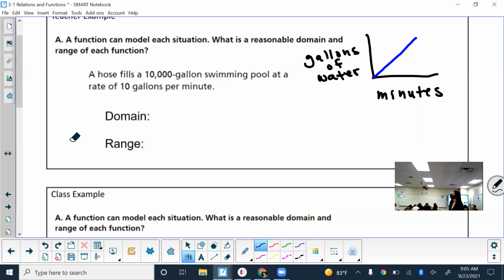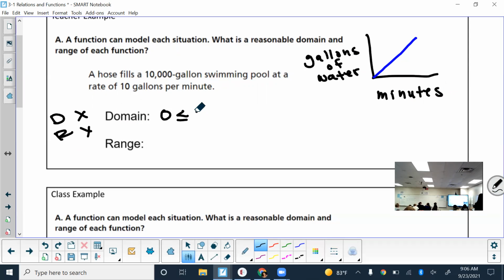And then remember, domain and range, Dr. XY. So my domain is my x's, or my minutes. Would it be reasonable to start my domain at a negative amount? No, it wouldn't be reasonable. What would be a reasonable number to start at? It'd be reasonable to start at 0. I'm just going to write it and then explain.